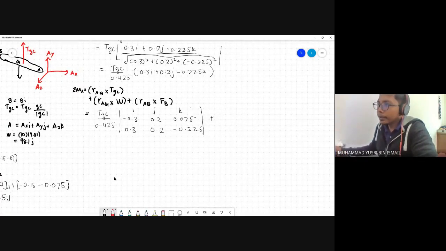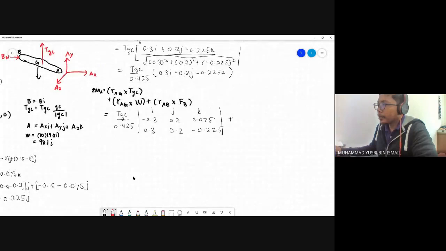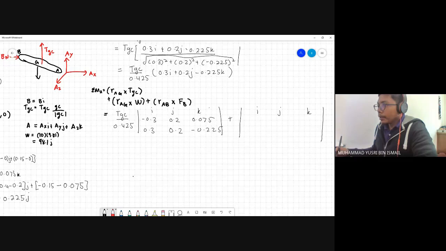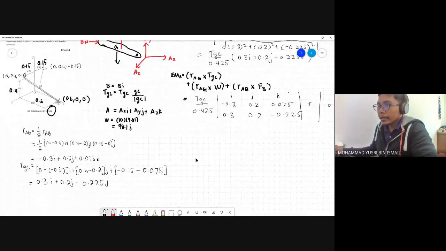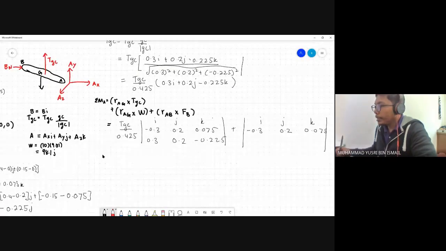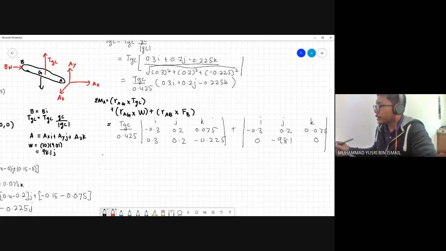Then plus with RAG cross with W, I, J, and K. Then W will be, okay, Y will be 0, and then it's going downward, so it will be negative 0.